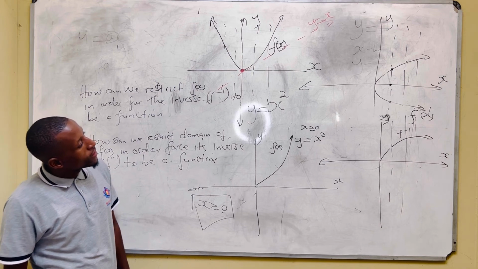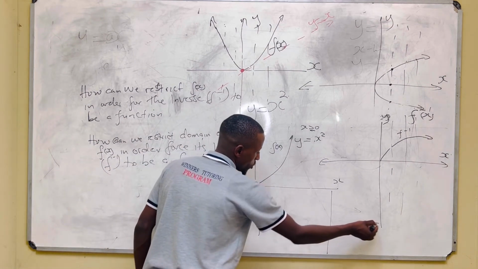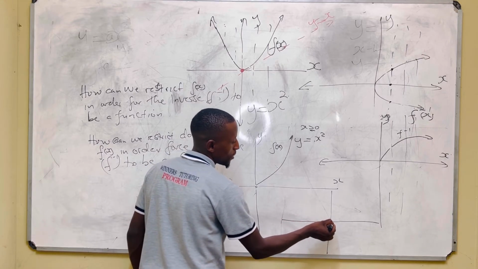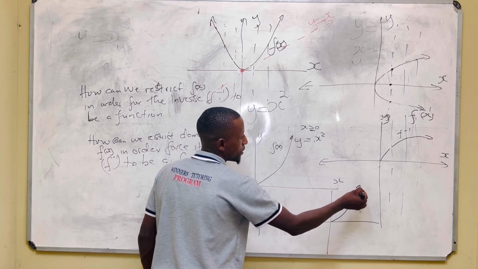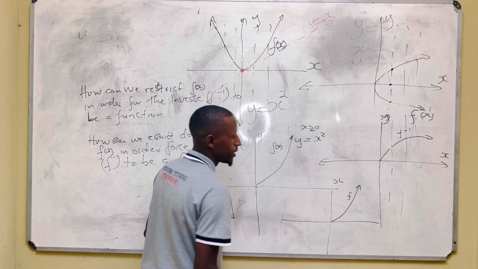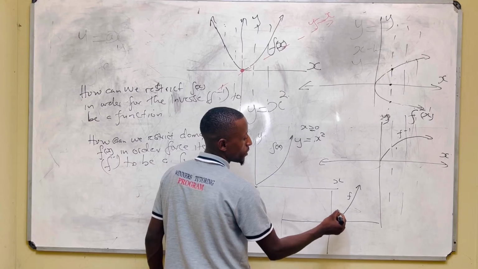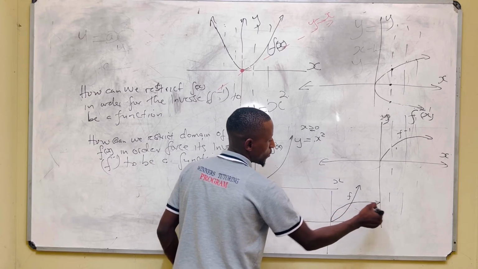So in this way, let's draw it on the same set of axes and check how the shapes are going to be. This one is the original function. Let's check its inverse. Its inverse is this one. So this is how its inverse is going to be.